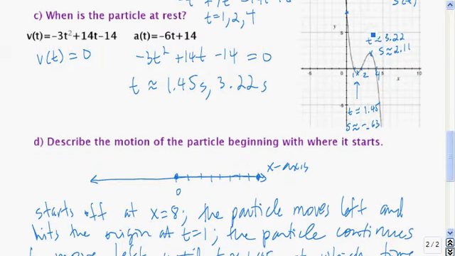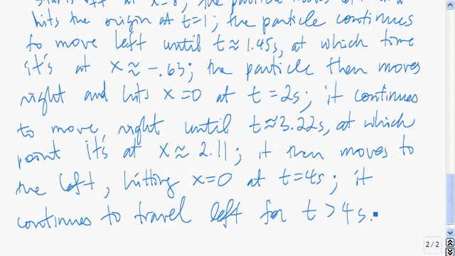Okay, then from 2.11 on, the s values are getting more and more negative, so we can see that now the particle has switched directions, because at t equals 4, the location is now at 0. Okay, so now the particle moves to the left, it hits 0 at time 4, and continues to move to the left from there on. So it then moves to the left, hitting x equals 0 at t equals 4 seconds, and it continues to travel left for time greater than 4 seconds.